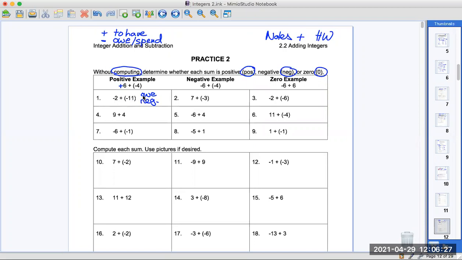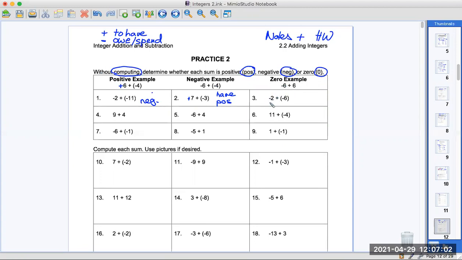Okay, this one, 7 is positive. So you have $7 and you spend $3. Do you have money or do you owe money? You have money, right? So it's positive. The answer is positive. And here's a 0 example, by the way, because they cancel each other out.